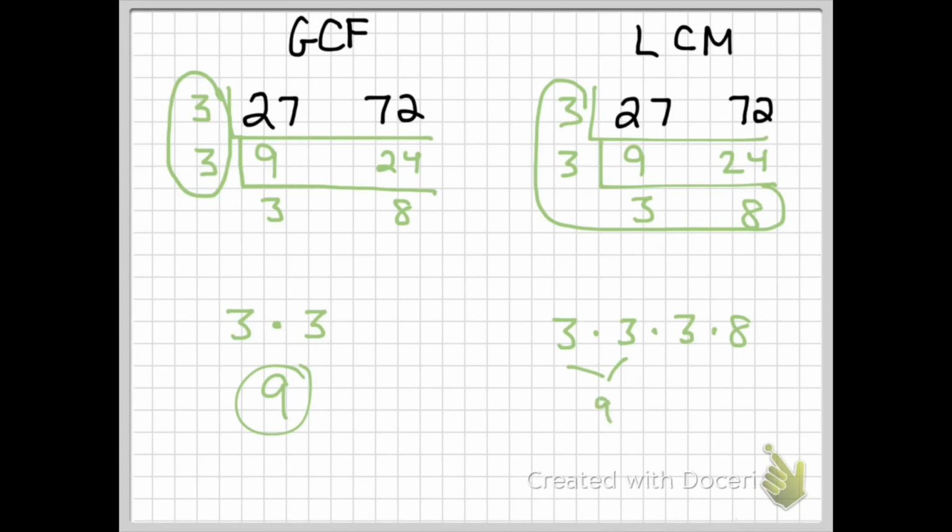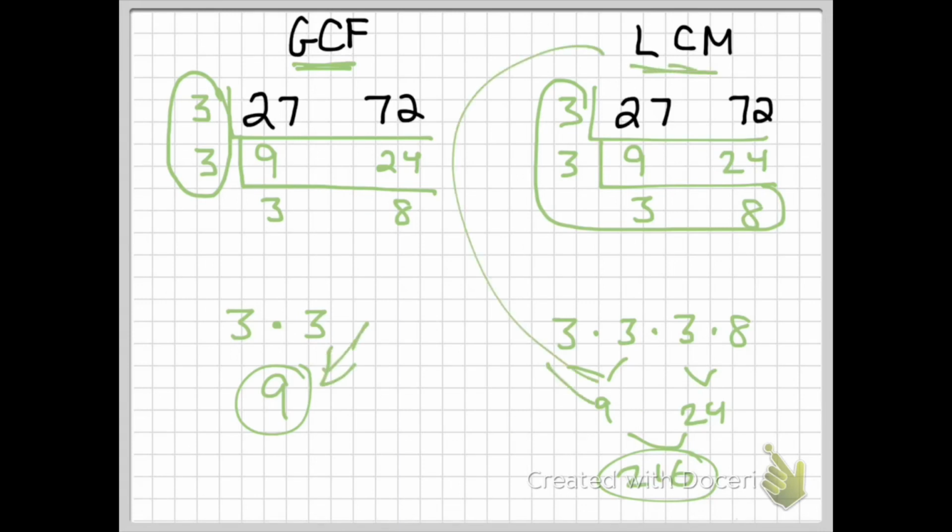So we get 9, 24. 9 times 24 ends up being 216. So that would be our lowest common multiple. And once again, where the confusion lies, greatest, you would think this would be bigger. It's not. Lowest common multiple, you would think that would be smaller, but it's not as well.